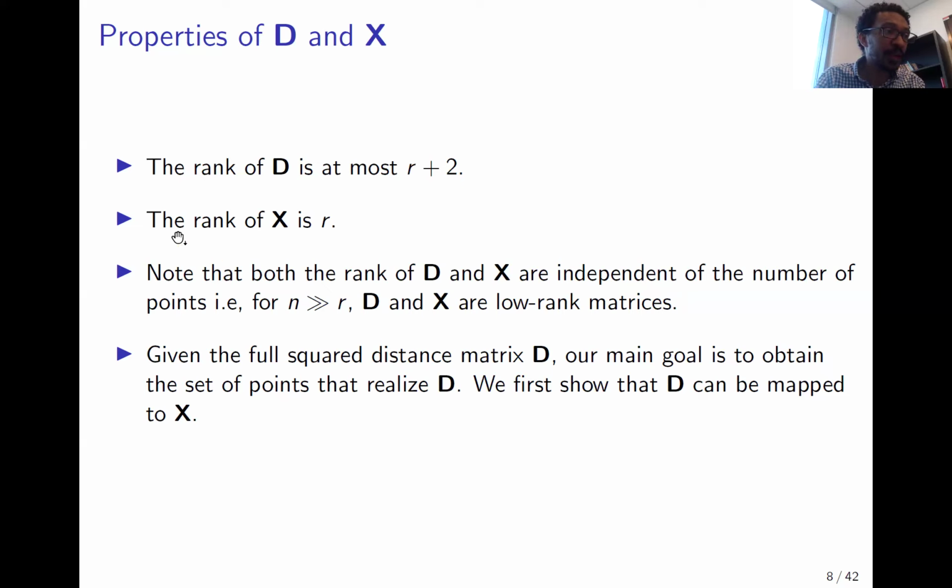Now, we are given this full distance matrix D, and our goal is to get X first. I'll show that we can go from D to X, and then once we go from the distance matrix to the gram matrix, we can go from the gram matrix to the points. That will be the idea of the classical multidimensional scaling problem.